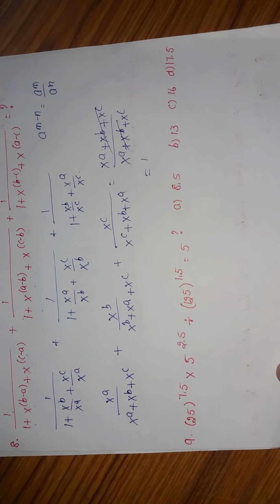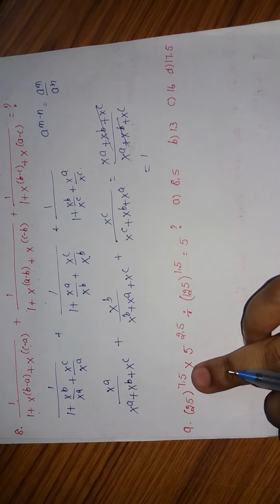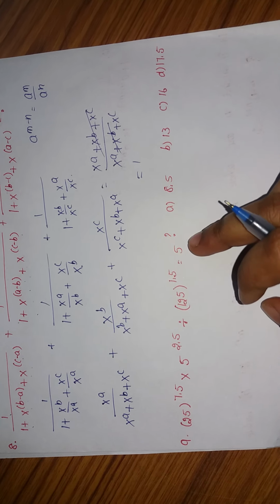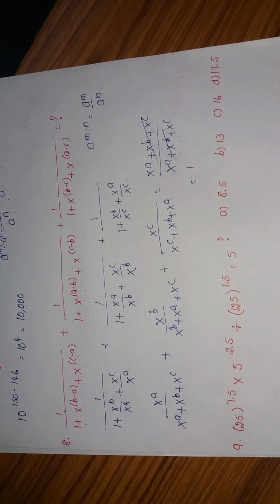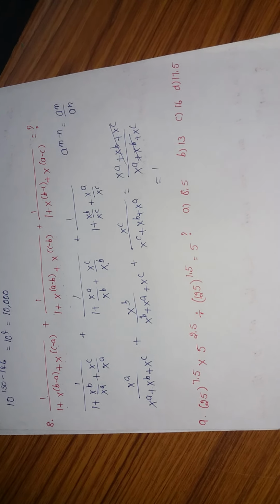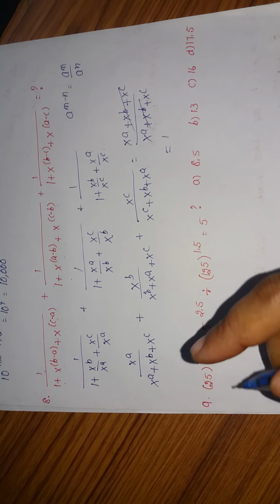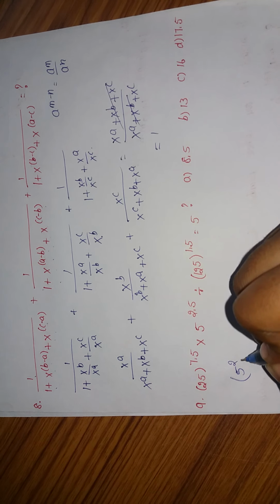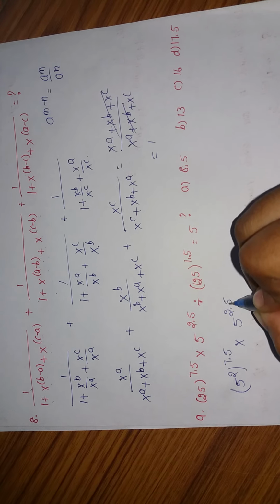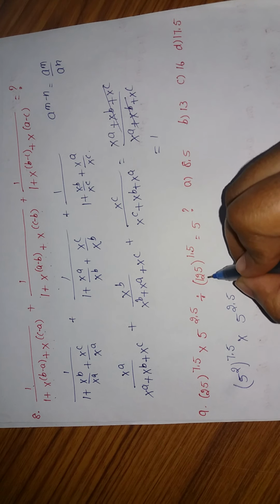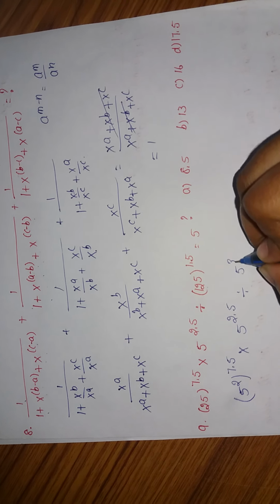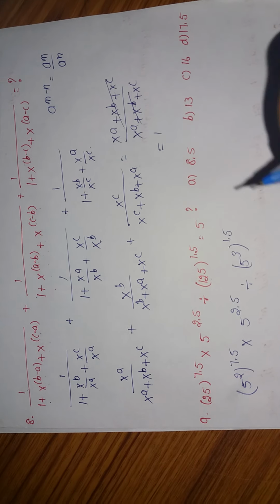Next, ninth question. 25 power 7.5 into 5 power 2.5 divided by 125 power 1.5 is equals to 5 power question mark. So we have to split this expression in terms of 5 powers. So 25 can be written as 5 square. 5 square of 7.5 into 5 power 2.5 divided by 25 5s. 25 5s is 125, so it is written as 5 cube 1.5.